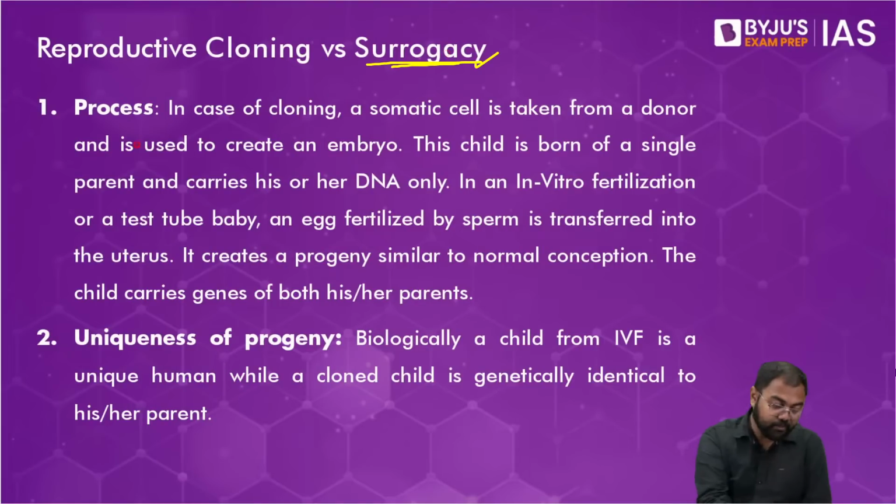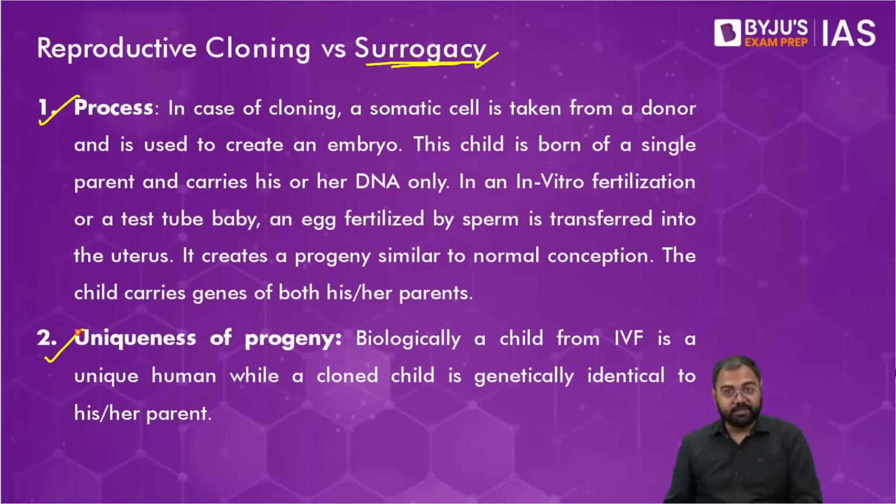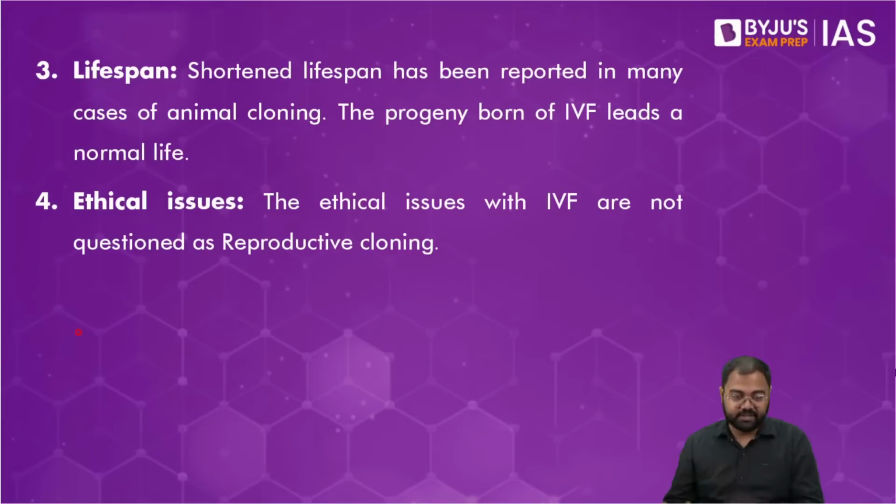At the same time, there is the uniqueness of the progeny, the uniqueness of the offspring. We know that the cloned baby, if at all, would be an exact replica of the parent. Whereas in the case of surrogacy, the mixing of genes still has happened between the male and the female, and hence the progeny will be unique because it will have a unique set of genes. Then the problem with the lifespan.